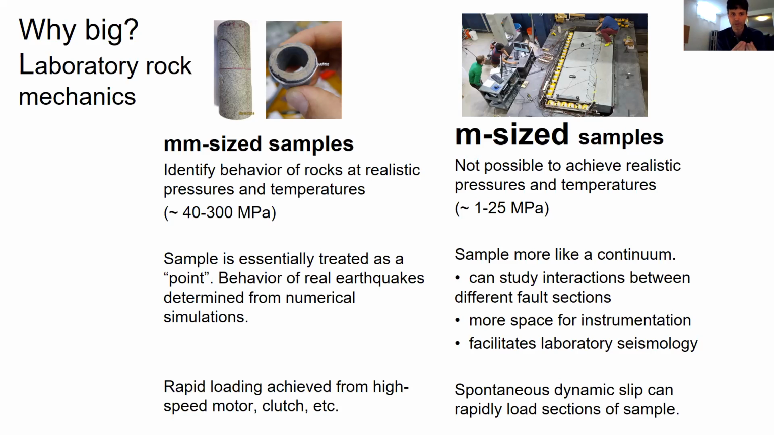If one part of the sample starts to produce dynamic rupture, the other part of the sample is going to get hit by a dynamic rupture, and that causes it to get loaded orders of magnitude faster than you could even load in the fastest high-speed loading machine, a rotary shear machine, for example. The other thing is you can see the spontaneous initiation of dynamic slip. You can see that on small samples, but it's controlled by the loading machine rather than the properties of the rock.